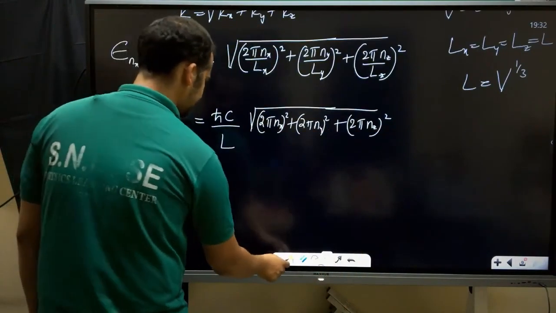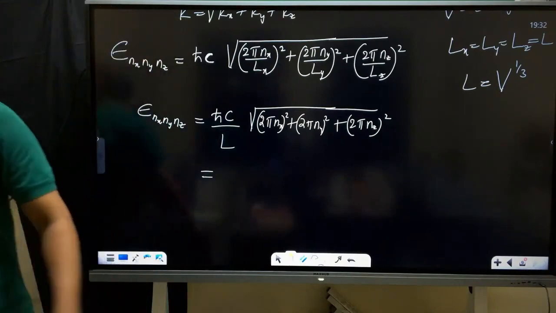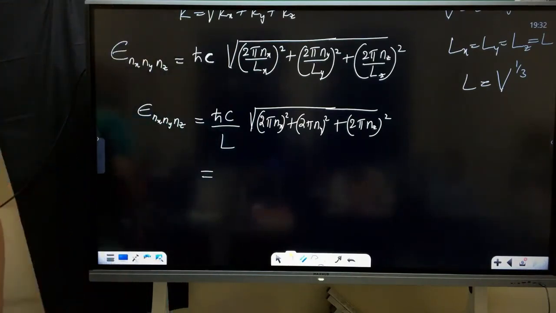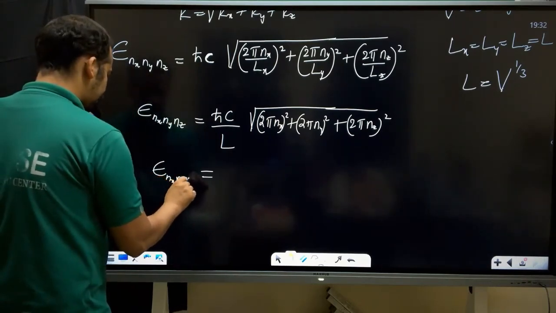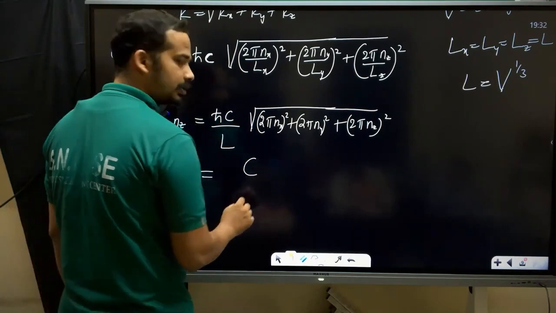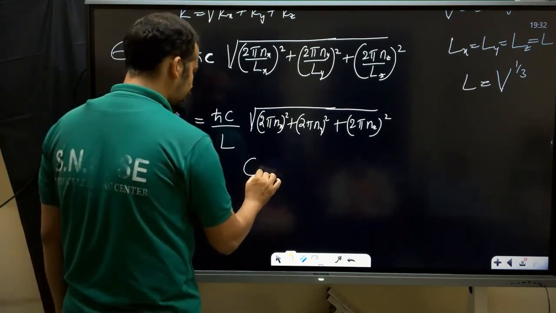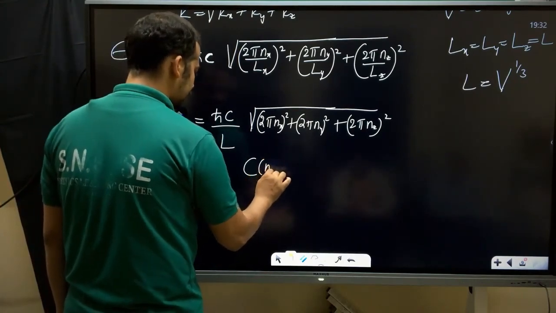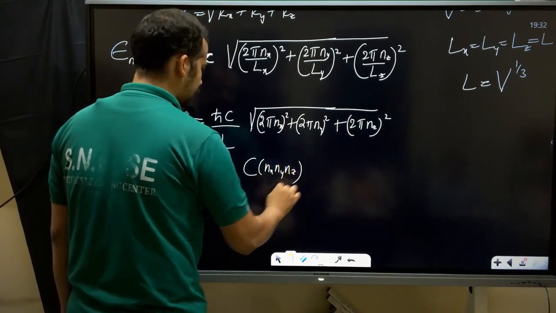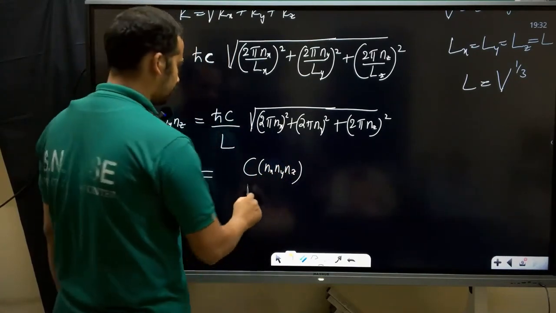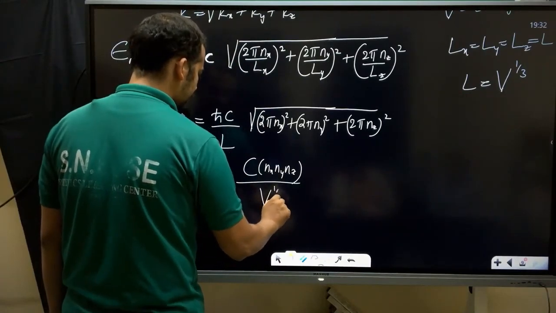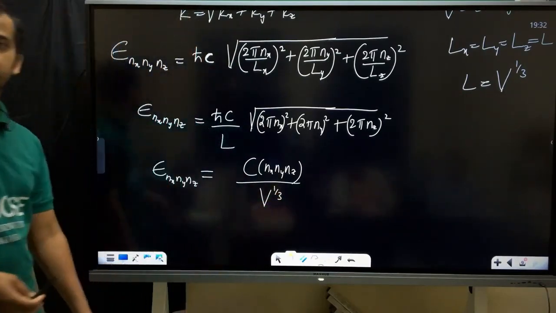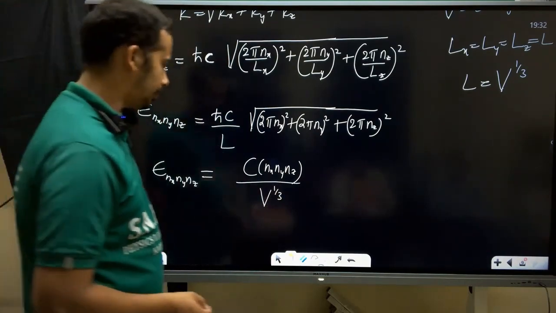What is this L? I'm going to write it like this. I prefer writing it like this: E(nx, ny, nz) is equal to some constant, which is actually a function containing nx, ny, nz. I'm not caring about that one, divided by L, what is L? V power 1 by 3. I'm going to treat the energy expression like this.